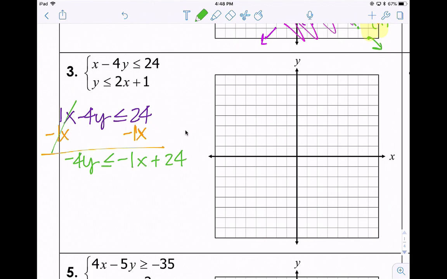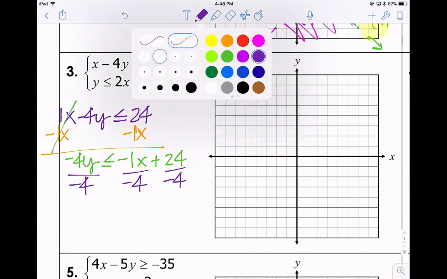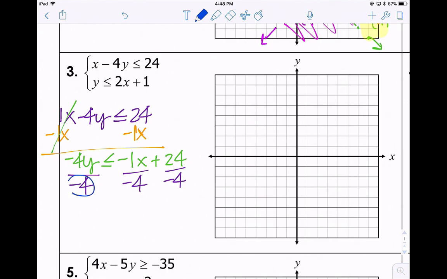The last step then is to get y by itself. So we need this negative 4 off of the y. So we do that by dividing by negative 4. The most critical part where a lot of students mess up is right here: when you divide by a negative, which we are, this symbol flips the other way. So this is going to become greater than or equal to. Just because we divided by a negative right here, this symbol goes the other way.